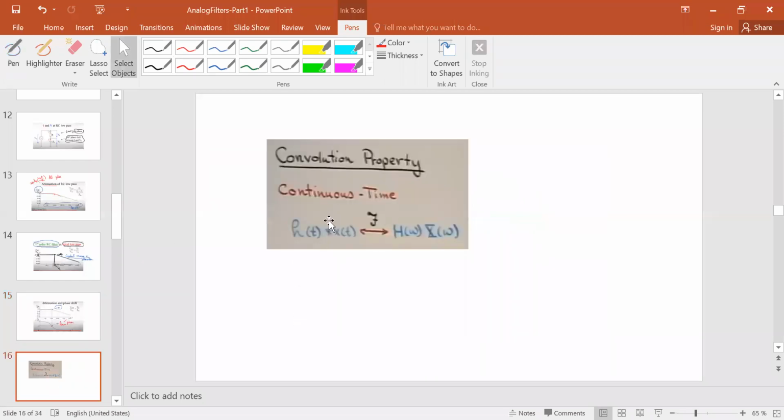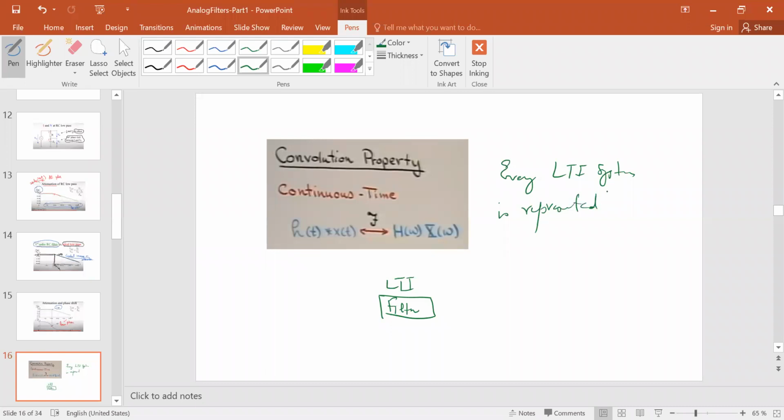Now, if we look into our course, which is signals and systems, which is about Fourier series and Fourier transform, we can think of our filter as an LTI system. So every LTI system is represented by something which we call the impulse response. The system is represented by the impulse response.